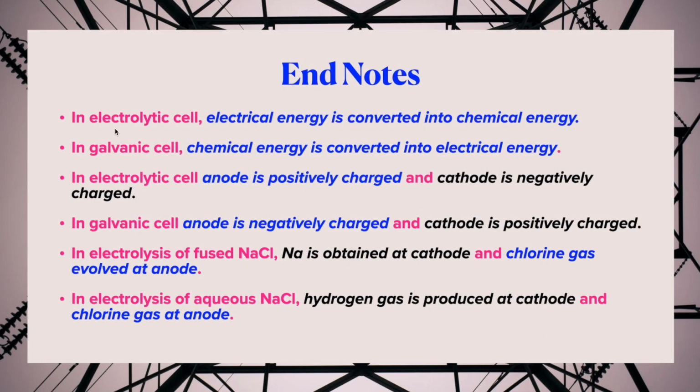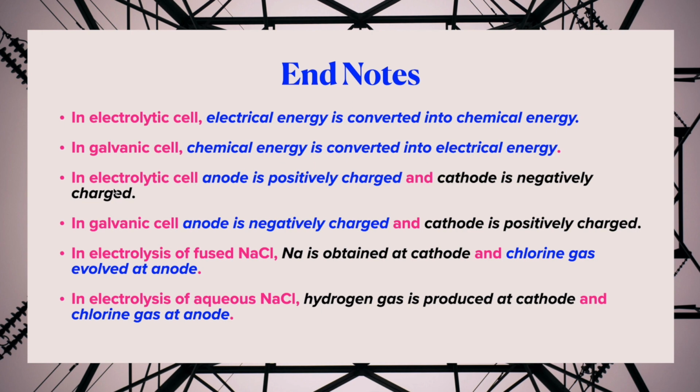Important points. The first one is, in electrolytic cell, electrical energy is converted into chemical energy. Electrical energy is used to carry out the non-spontaneous chemical reaction, and so in electrolytic cell, electrical energy is converted into chemical energy, and the process is called as electrolysis. In opposite to that, in galvanic cell, or it is also called as voltaic cell, chemical energy is converted into electrical energy. That is, from a spontaneous redox reaction we can obtain electrical energy.